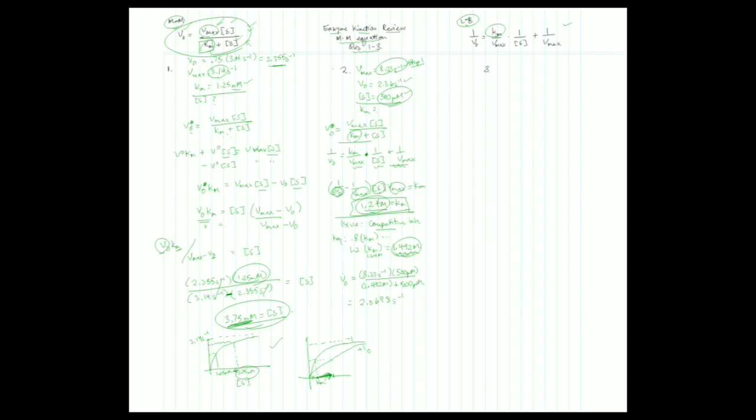Again, I ask you to take a second and think about this. Does this make sense? This is in the presence of an inhibitor. You can see we're at roughly 2 seconds to the minus 1, whereas here we started with 2.36. So it makes sense that in the presence of a competitive inhibitor, the initial velocity is less than the initial velocity in the absence of an inhibitor.